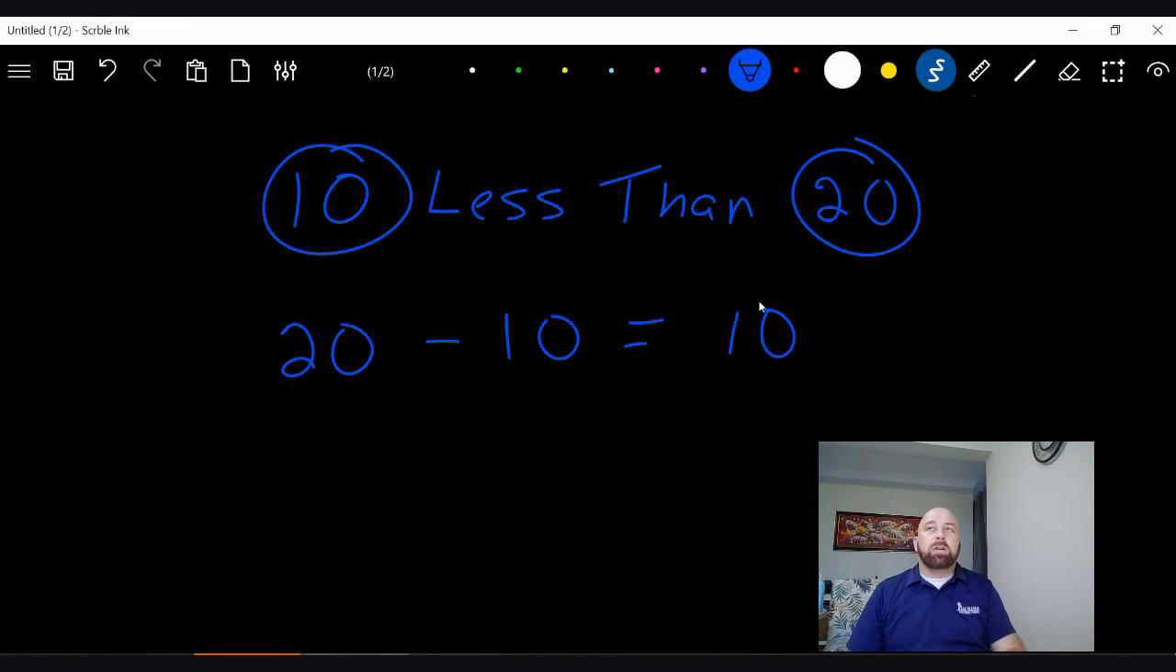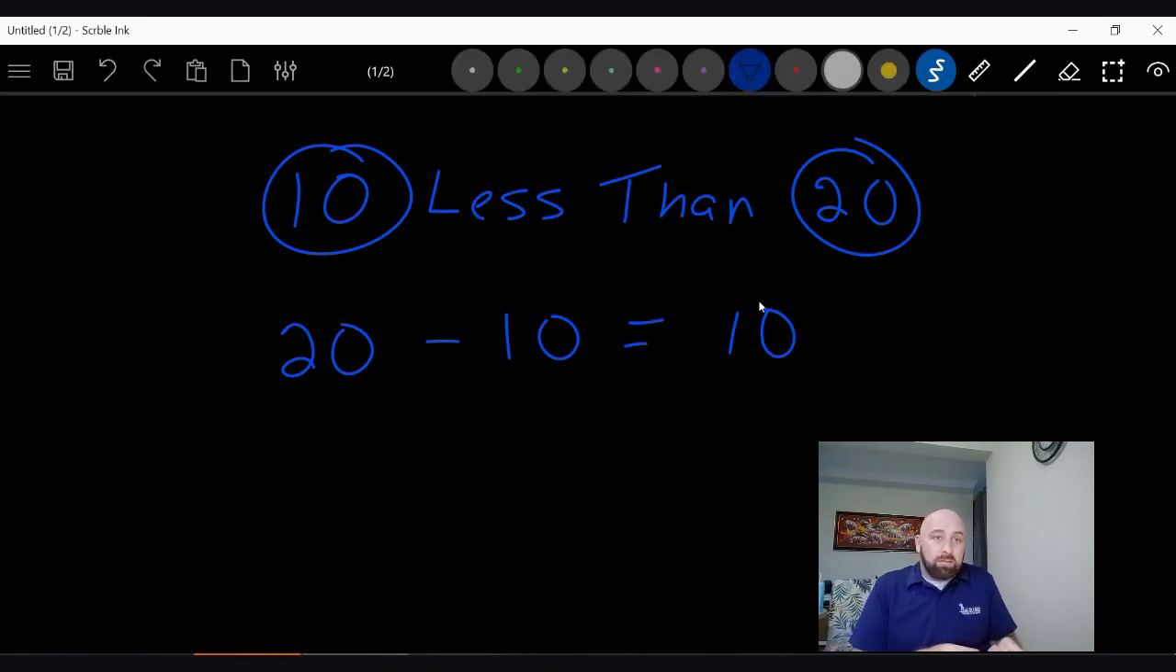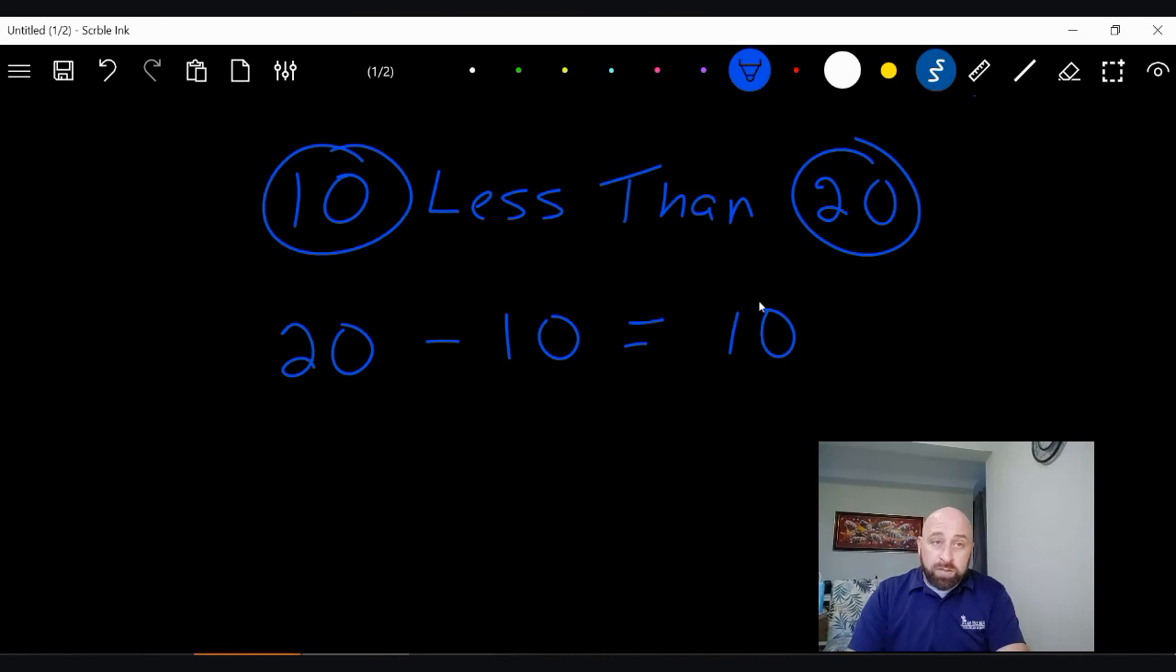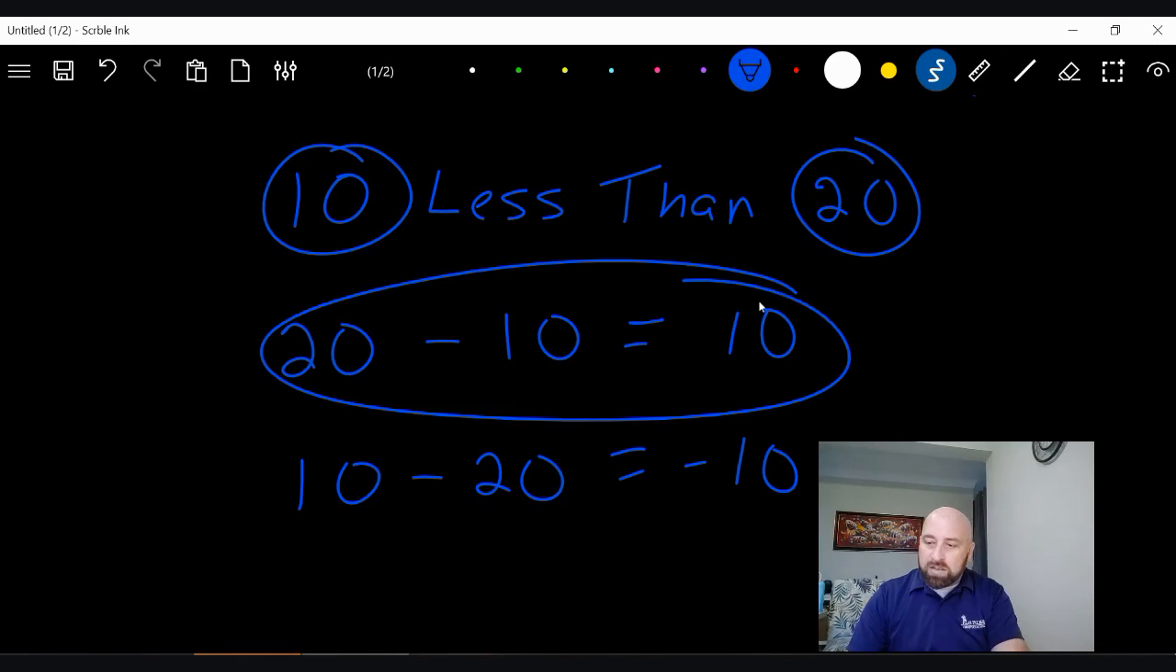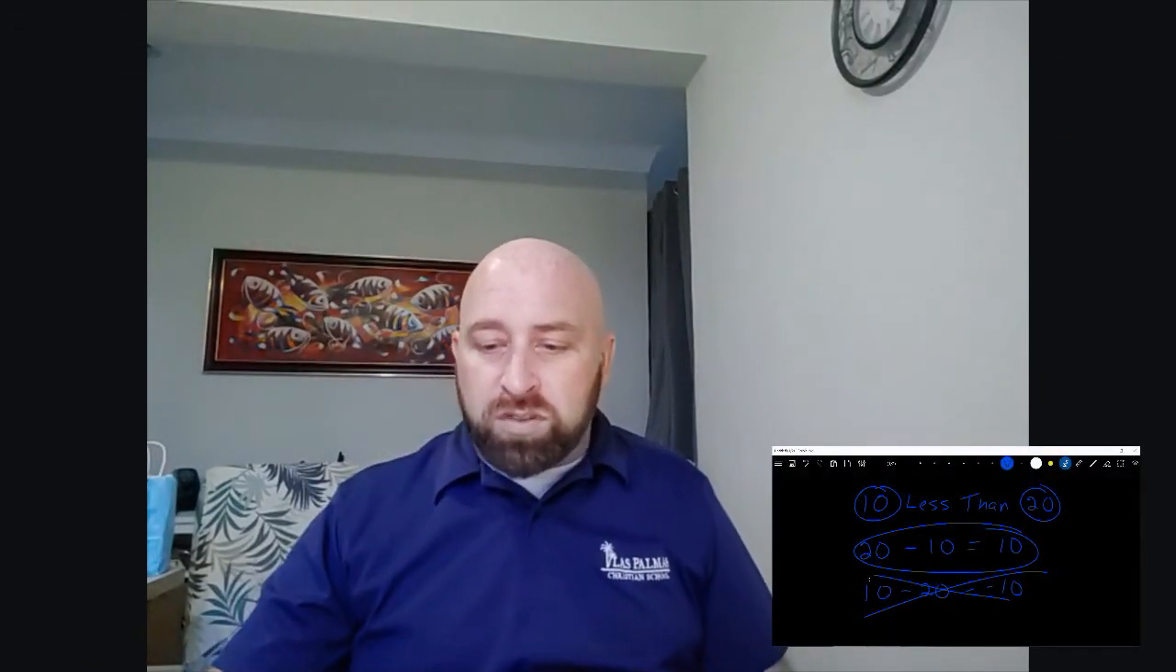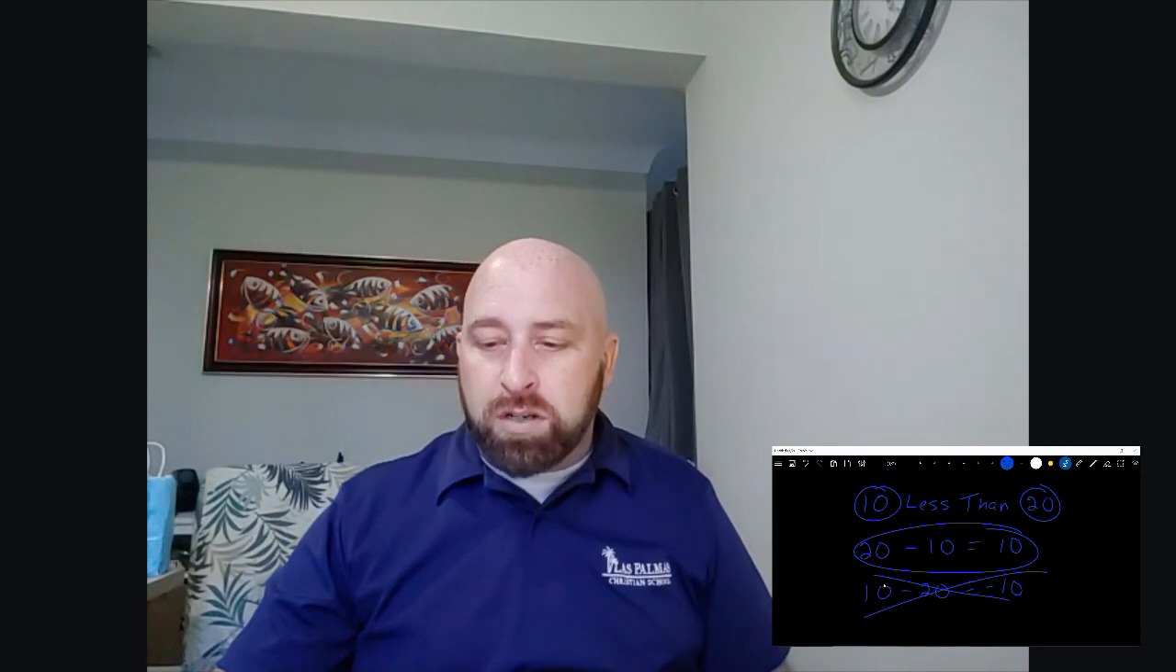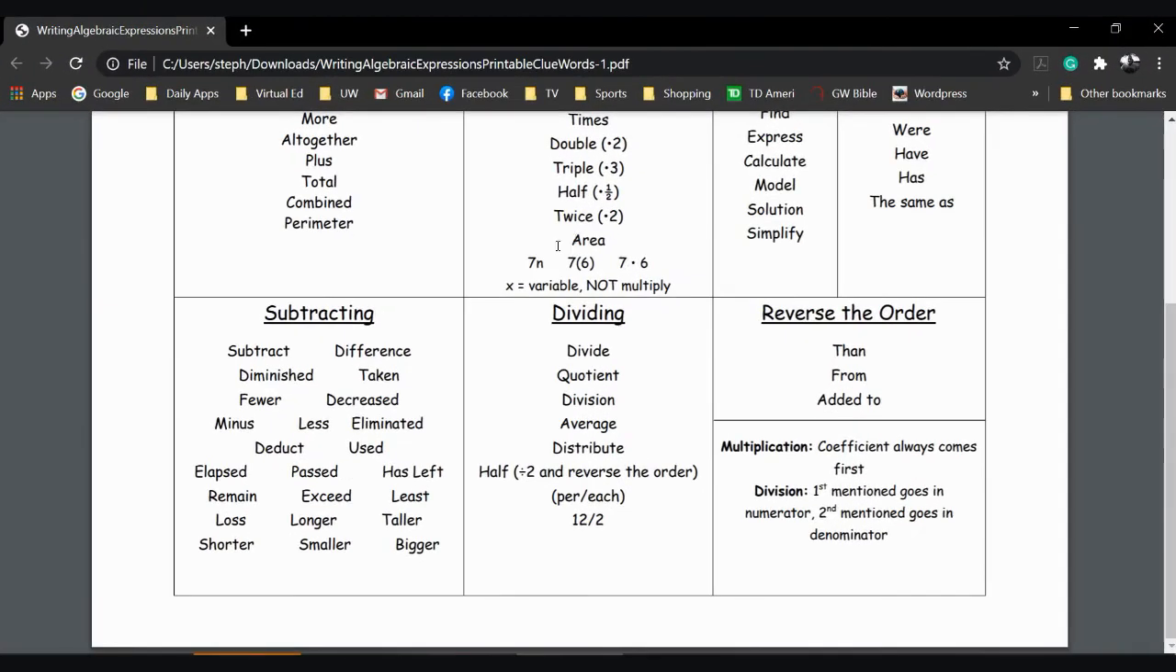Let's think about this. What is 10 less than 20? Well, if I have 20, what is 10 less than that? 10. If I wouldn't have switched it, look what I would have come up with: 10 minus 20 equals negative 10. 10 less than 20 is not negative 10. 10 less than 20 is 10. Be careful with that one. When you see that one on that page, make sure that you switch those when you see that word than. I'm not going to talk about the multiplication. The coefficient always comes first. We already talked about coefficient, so you should know that from that one.